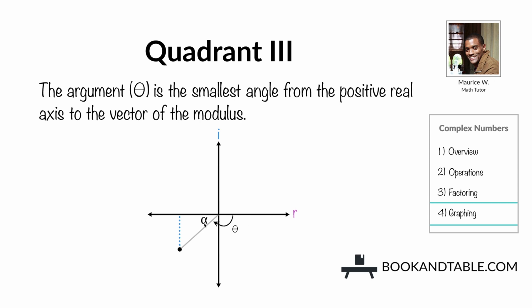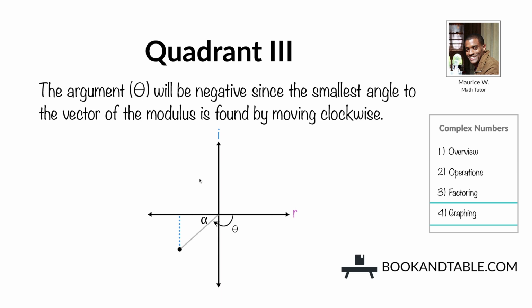When we do so, we'll wind up creating a right triangle by drawing a dotted line up to the real axis as we normally do. And that creates an angle closest to the origin. So we'll use our alpha angle again. So we'll calculate the alpha angle and subtract it from 180 degrees to find our argument, just as we did previously in quadrant 2. Except one difference is the argument will be negative since the smallest angle to the vector of the modulus is found by moving clockwise.